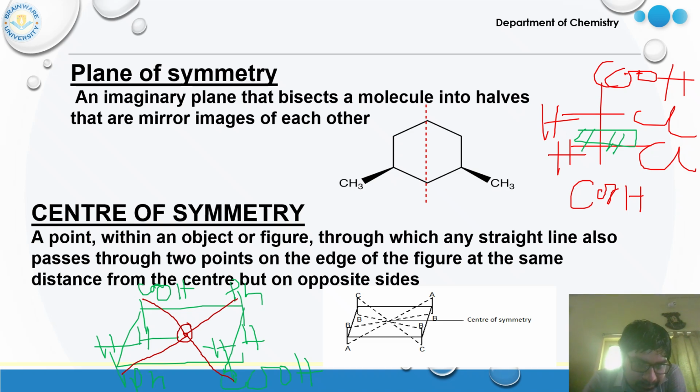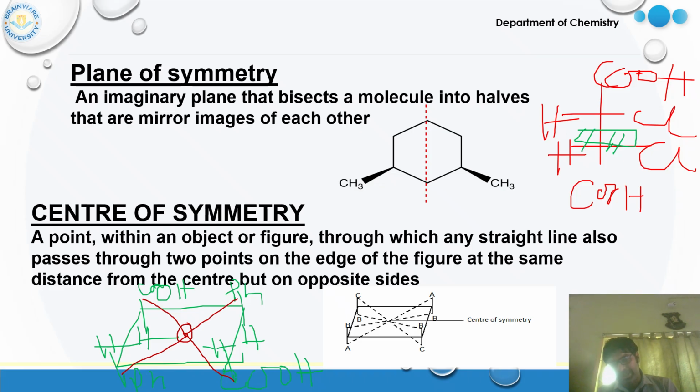Just look at this. At the top, we get pH. Similarly, at the bottom, we get pH. At the top, we get COOH. At the bottom, we get COOH. So, what is a center of symmetry? It's a point from which we draw a straight line, and then extend it to an equal distance on the opposite side. Then we get the identical atoms.